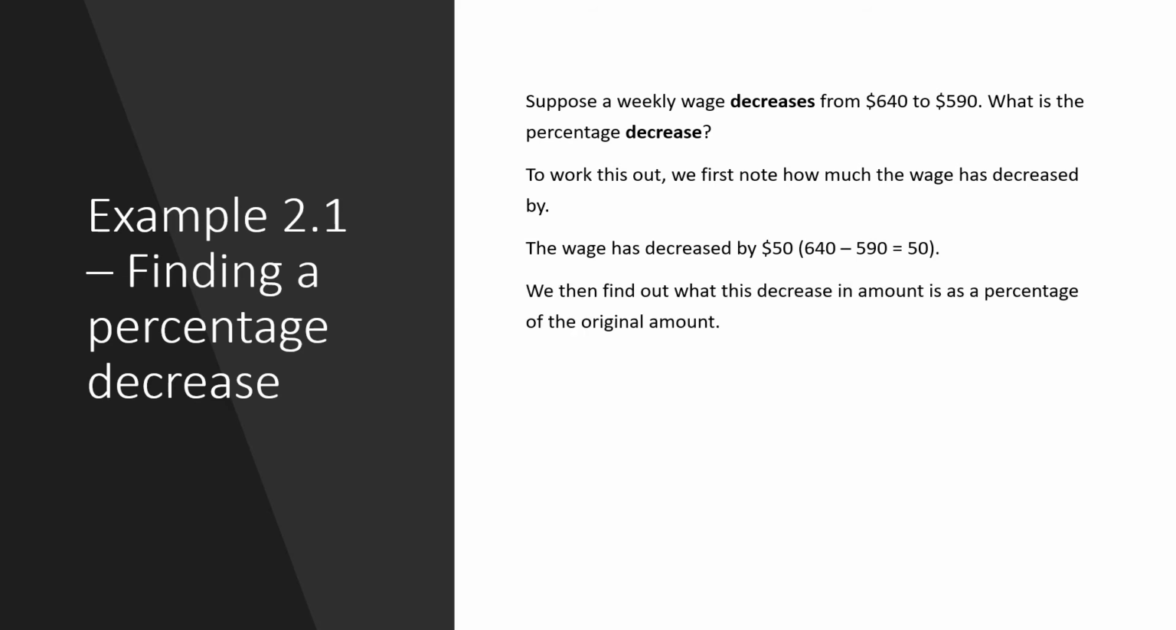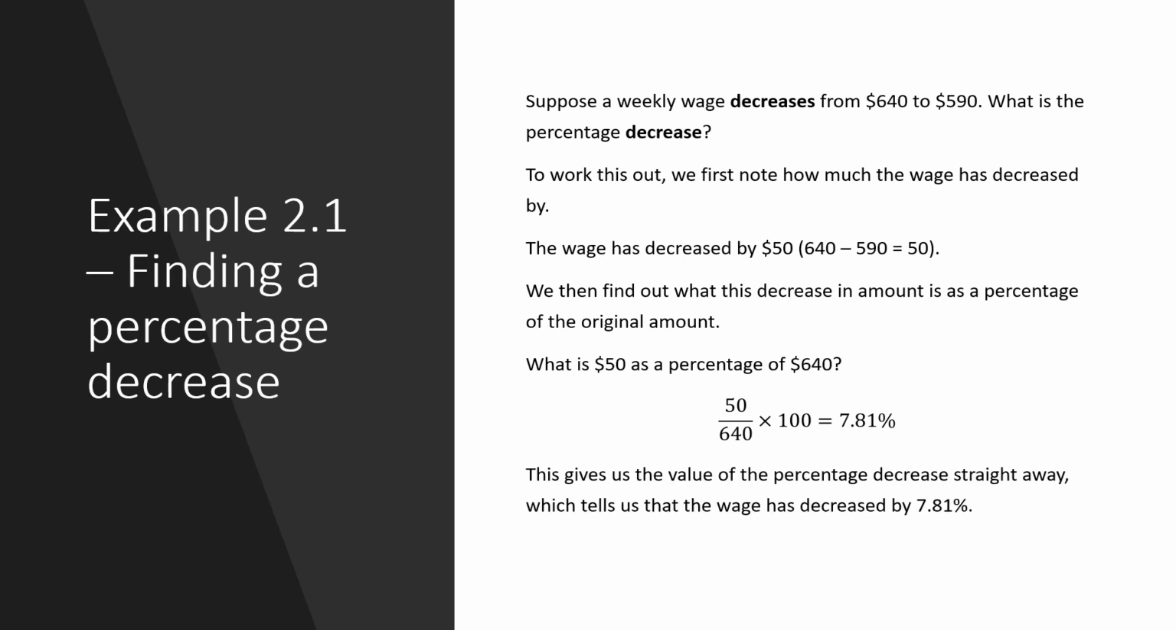We then need to find out what is this decrease as a percentage of the original amount. In other words, what is 50 as a percentage of 640? And we can do this simply by putting into your calculator exactly what is here. 50 divided by 640 and then multiplied by 100, and we get 7.81%. This gives us our answer and tells us that the wage has decreased by 7.81%.